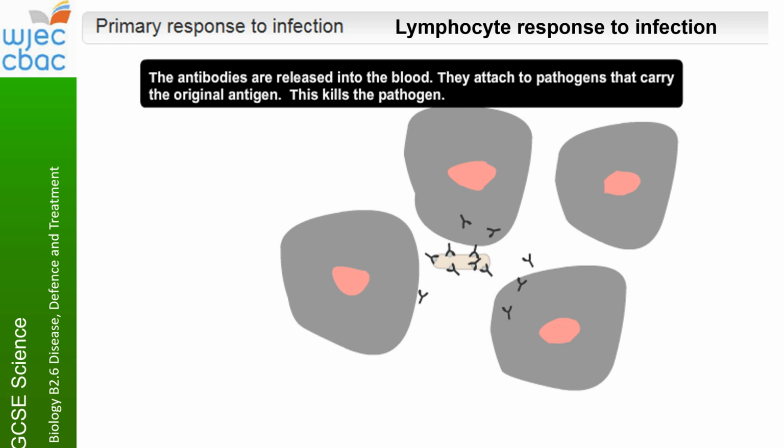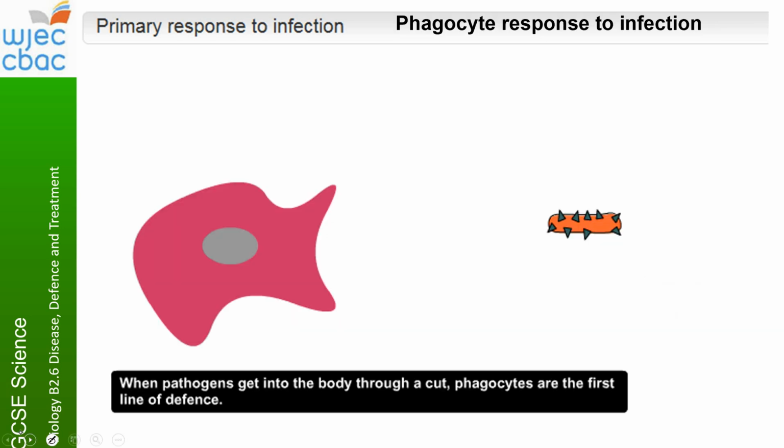In the last box, the antibodies are released into the blood. They attach to the pathogens that carry the original antigen, and this kills the pathogen, okay? So it's basically destroyed. And then these lymphocyte cells remain as what we call memory cells. They don't remain in high numbers, but if the same pathogen enters your body at another point, then the memory cells recognize it and they're able to make these antibodies far faster. And that's how our immune system works, okay?